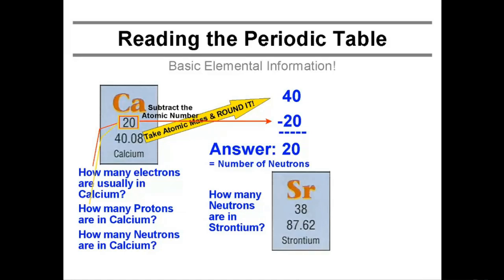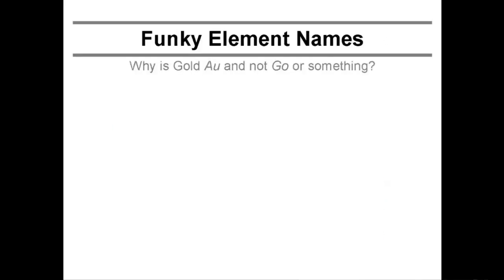Okay, let's give you the solution for this problem. We're going to take the atomic mass again and round it, in this case 88. And from that, we subtract the atomic number, which is 38. And here you can see, strontium has a different number of neutrons. Actually, more than protons. There are 50 neutrons in a strontium atom. Okay, that should be straightforward.